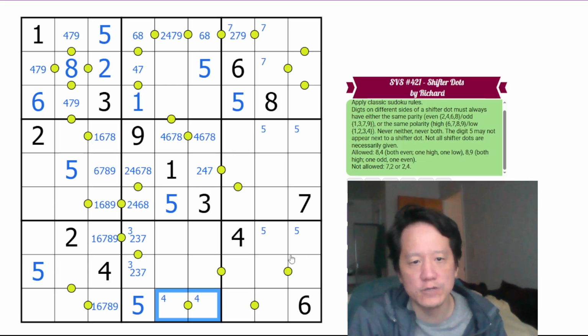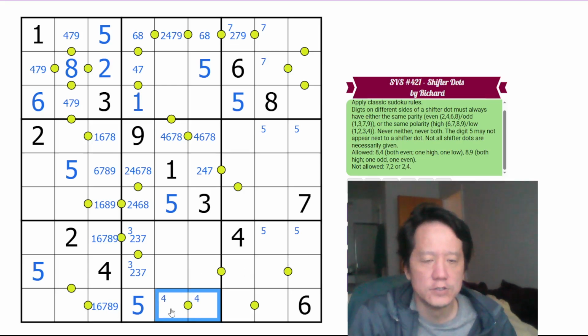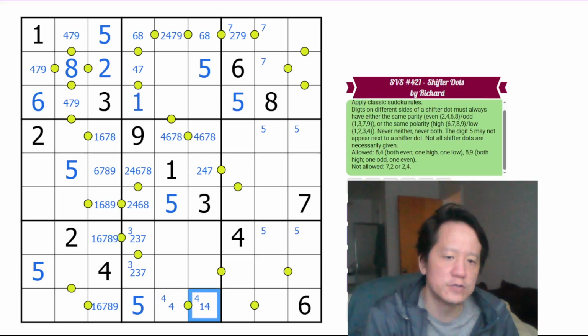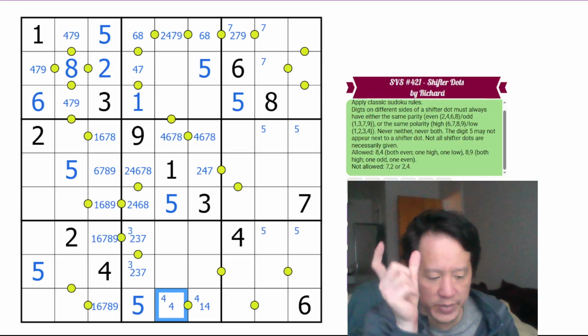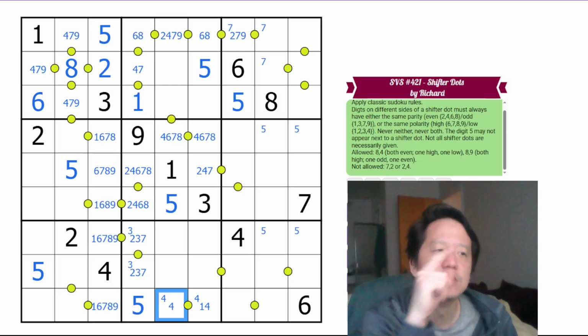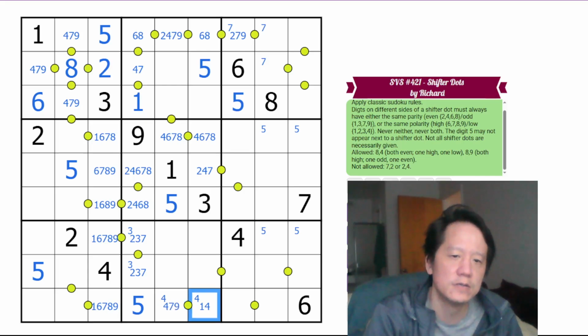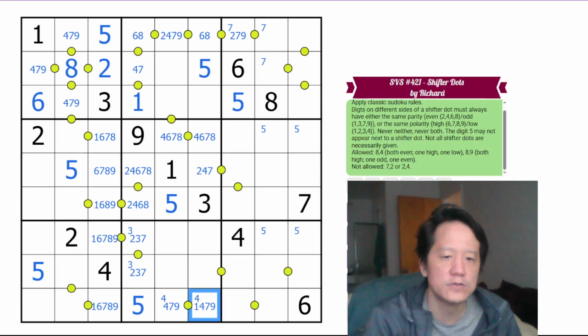4 has to be one of these two cells. So 4 cannot be with 2. 4 can be with 1. So these could both be 4. This could be 1 because it's different parity but same polarity. Or same parity but different polarity. So that would be 7 or 9. So 4 is one of these two.